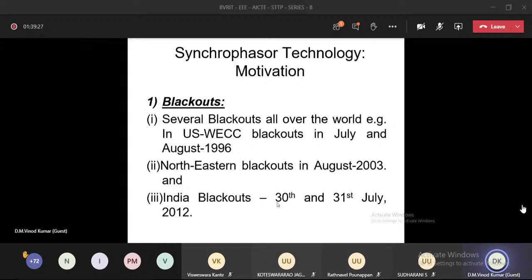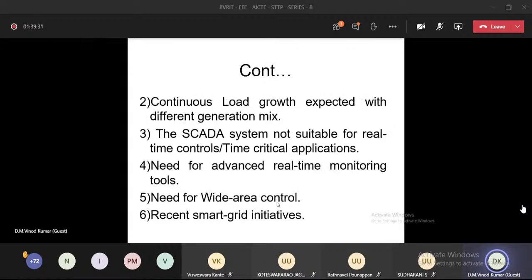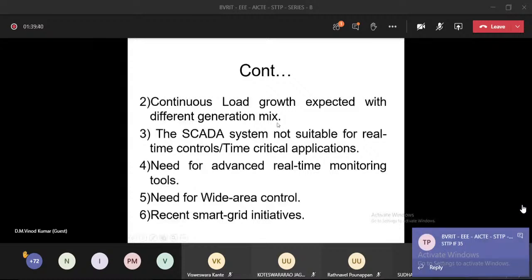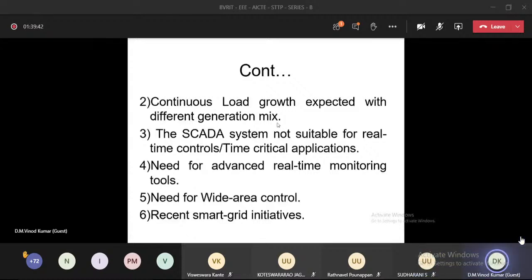Therefore, the motivation for the synchrophasor is, one, the blackout. Second one, continuous load growth expected with a different generation mix. As the load goes on increasing, we require a certain generation mix, that is renewable sources and all that. And third point, the SCADA system is not suitable for real-time control or time-critical applications, because as I mentioned, in the SCADA system, the measurement meters will be there, general meters.